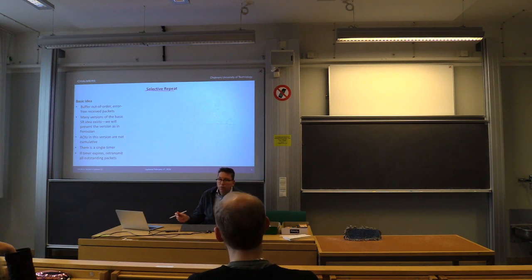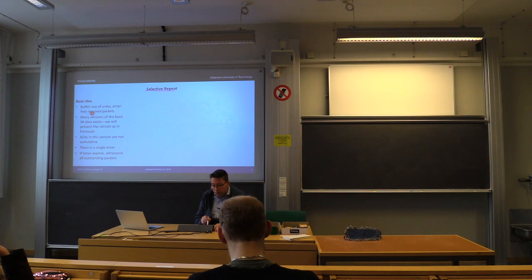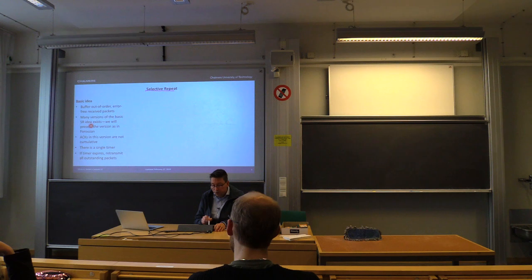So selective repeat, we basically select which good packets to retransmit. So the main idea is that we buffer out of order error-free packets at the receiving end. So we have a buffer for that. There are many variations of this basic idea, and we will present one which is in Forouzan, right? So if you read another book, or Google, you will get a slightly different description of selective repeat.